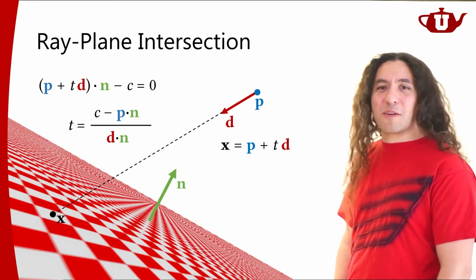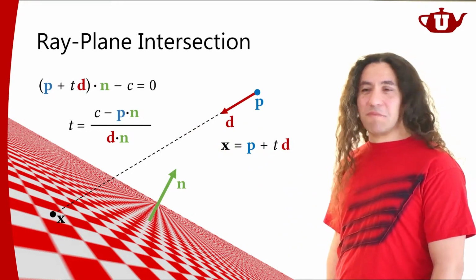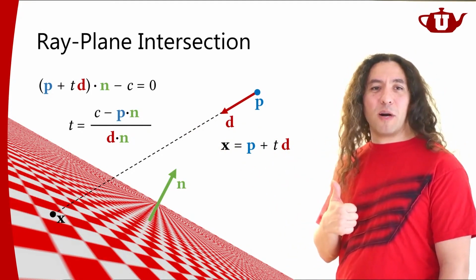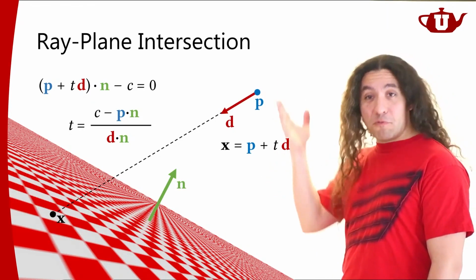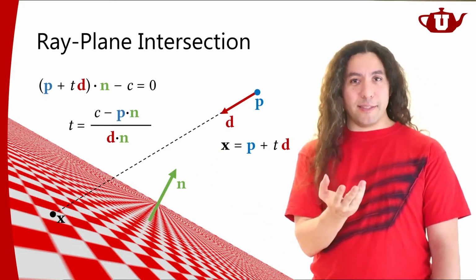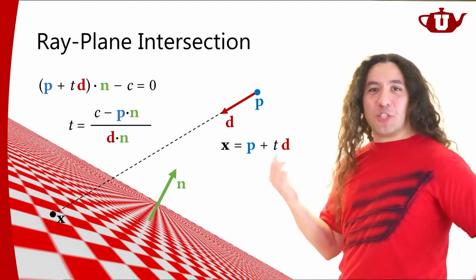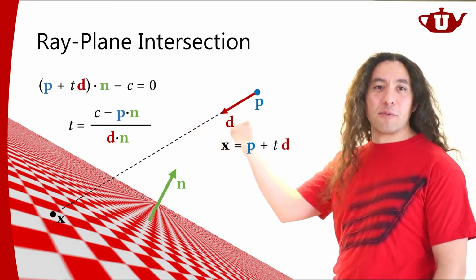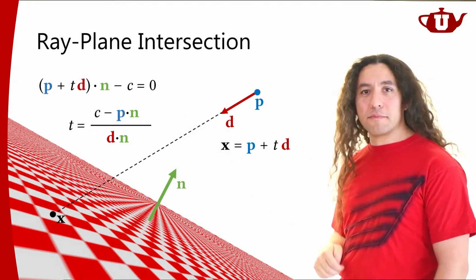The sphere equation was relatively simple as well. But this is even linear. I only have one root. And that makes perfect sense, because a ray cannot intersect with a plane more than once, right? So geometrically, it makes sense. It's perfectly understandable that I'm getting a linear equation here, and I'm getting a single root for t.